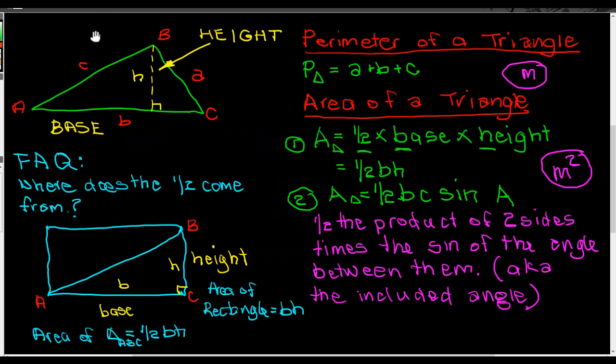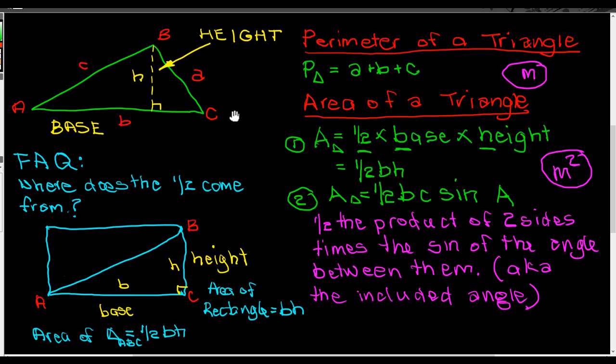In this video we're going to take a look at the perimeter and area of a triangle. Here we have our typical triangle ABC, base B, height H perpendicular, or 90 degrees, to the base. The perimeter of the triangle, P triangle, equals A plus B plus C, where these are the lengths of the sides. Typically they'll be in meters, but whatever unit they're in, as long as they're all in the same unit, we shouldn't have a problem.